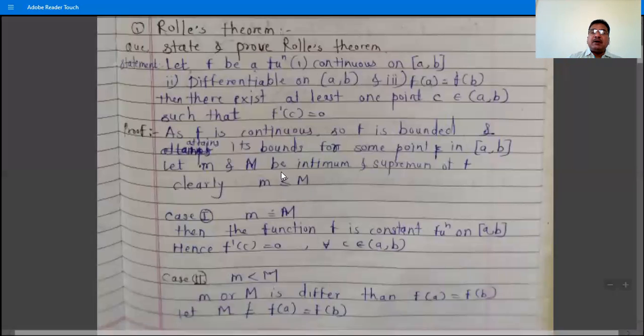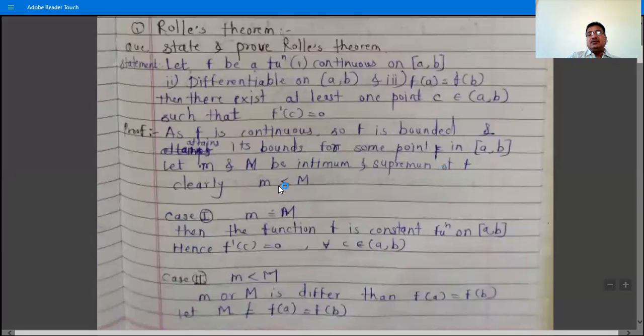So if the set is bounded, if the function is bounded, it has a supremum and infimum. So small m and capital M are the infimum and supremum of the function. Then clearly small m is less than or equal to capital M, because the infimum is always less than or equal to the supremum. So what are small m and capital M? They are the infimum and supremum of the set of images under the function.